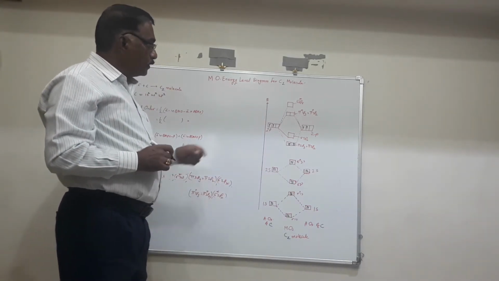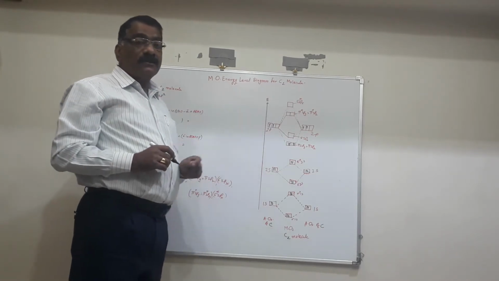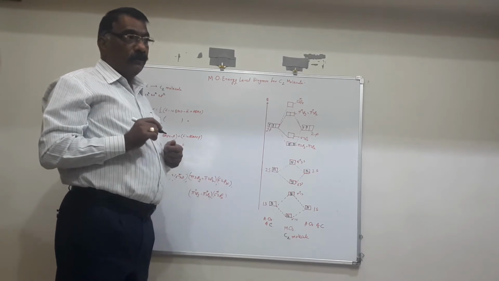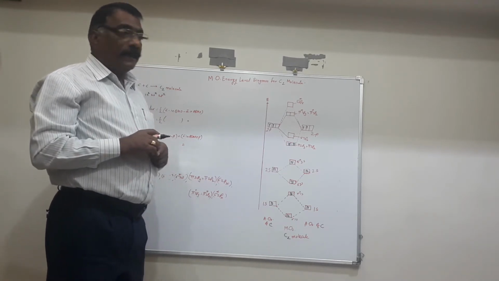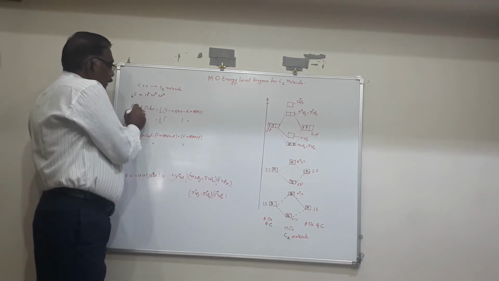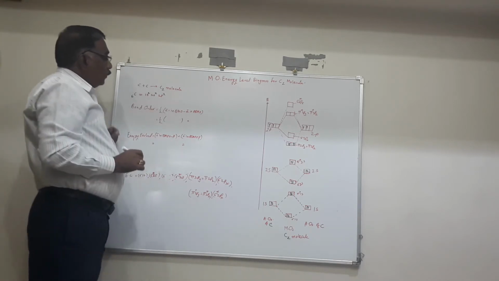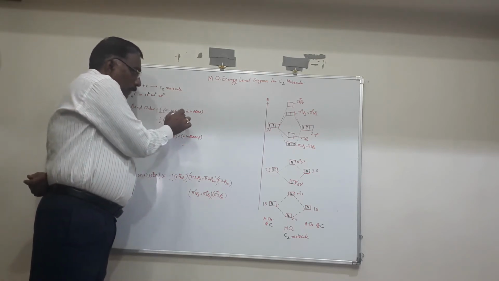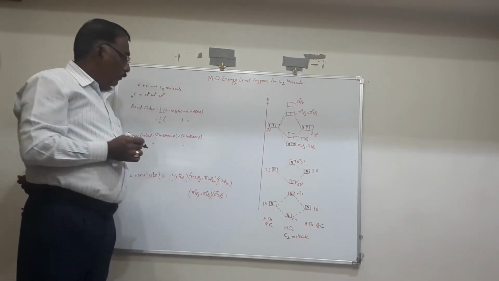Now we are going to see whether this C2 molecule can exist or not, and how many bonds there are between the two carbon atoms in the C2 molecule. For that, bond order should be calculated. For the bond order, the formula is: bond order is equal to 1/2 in bracket, electrons in BMO minus electrons in ABMO.